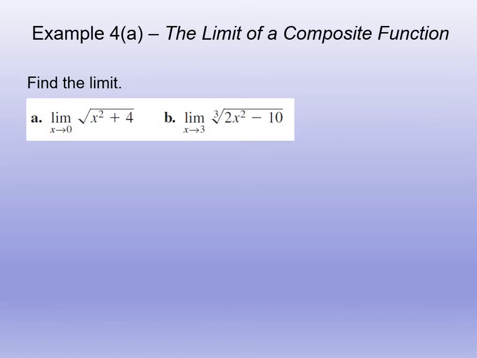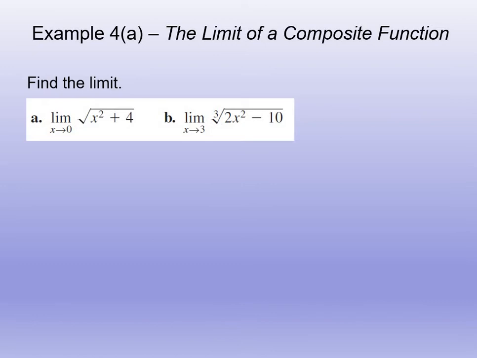Okay, so we can do direct substitution on the first one. The limit of the square root of x squared plus 4 as x approaches 0. If we substitute in 0 for x, we don't get any invalid values, any negative values or anything like that, so it's going to work. We'll substitute that in and we'll get the square root of 4. The square root of 4 is 2.